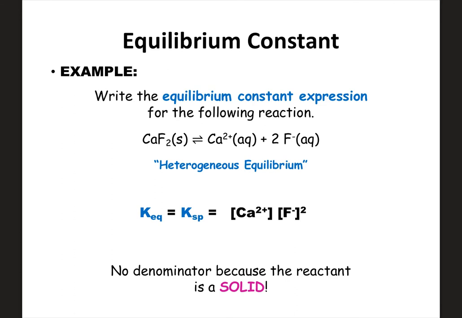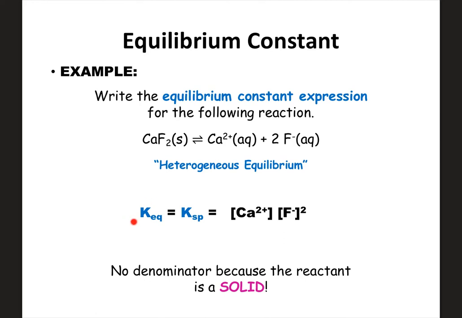Let's look at another example here. We have CaF2 solid in equilibrium with Ca2+ and 2F−. This is known as a heterogeneous equilibrium because all the substances are not in the same state here. And notice there's a solid in the problem. Solids and liquids do not participate in your equilibrium constant expression. So when we do products over reactants here, the only reactant is a solid, so there's going to be no reactants listed. Essentially, there's going to be no denominator here in your equilibrium constant expression.